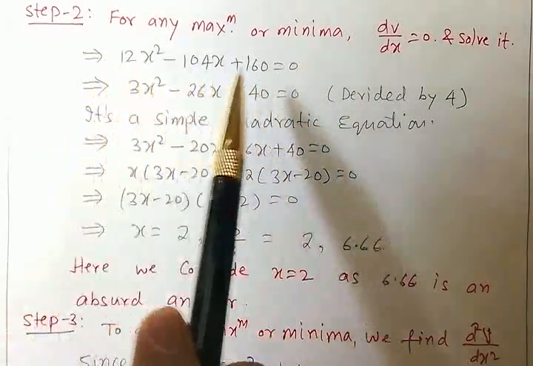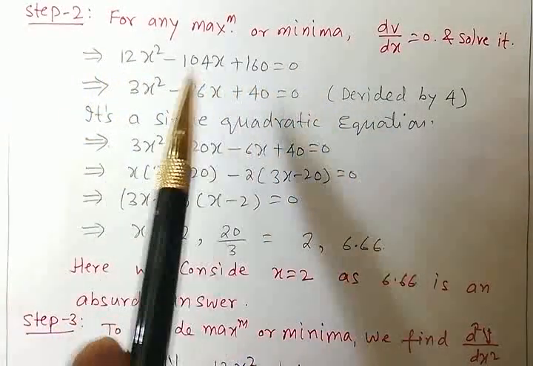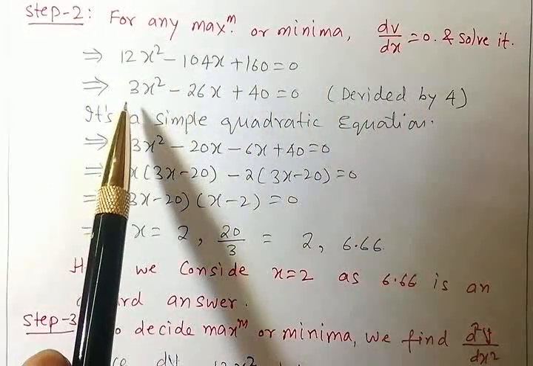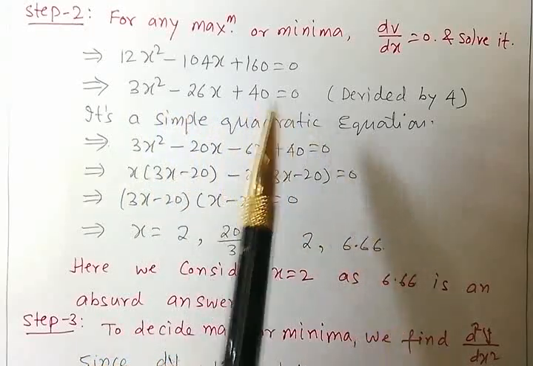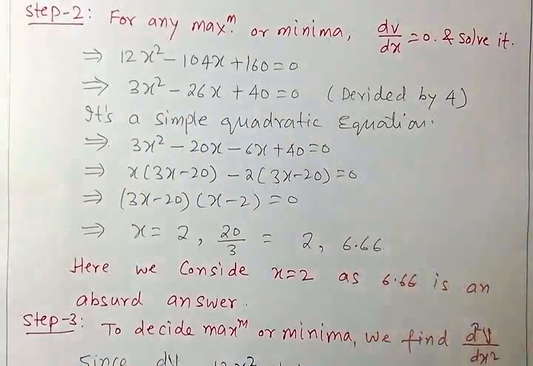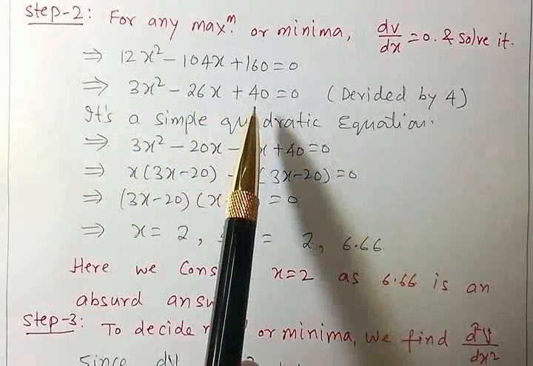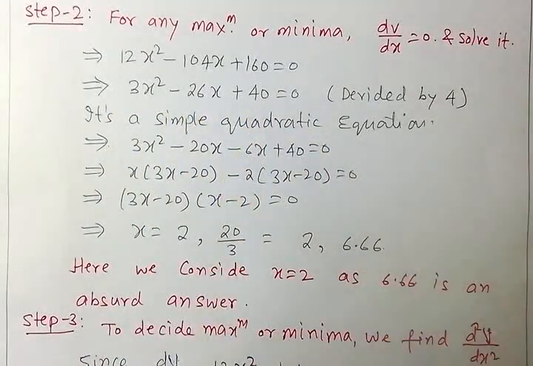Now we can see that all these three coefficients are divisible by 4. So let us simplify this. Divide the whole equation by 4. We are getting 3x square minus 26x plus 40. Now this is a simple quadratic equation. So we have to solve it. How do we solve it? Multiply 40 and 3. 3 into 40 is 120. Now find the two factors of 120 whose sum is 26. So 20 into 6 is 120 and 20 plus 6 is equal to 26.